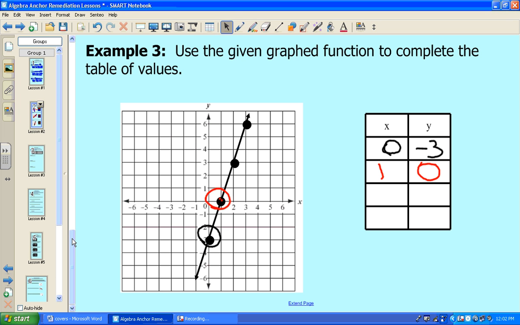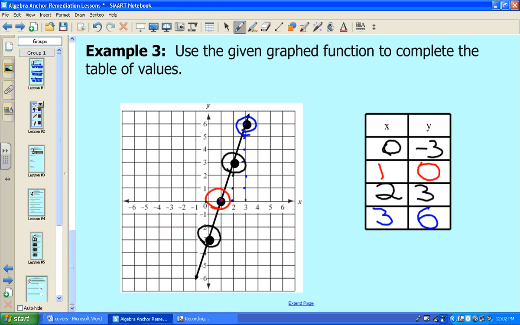The third point, you had to go right 1, 2. So your x value is 2. And you have to go up 1, 2, 3. So your y value is 3. Okay, and the very last point, you go right 1, 2, 3. And up a positive 1, 2, 3, 4, 5, 6.